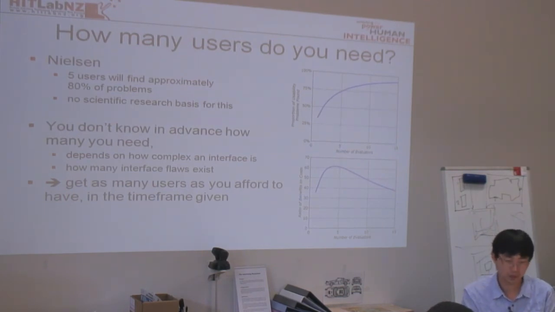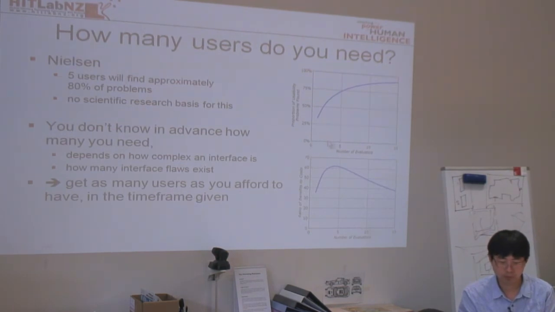In this case, Nielsen usually says, based on his experience, that 5 users find most of the problems, and he draws these kinds of graphs. But unfortunately, these graphs are not based on scientific research. This is based on his experience.